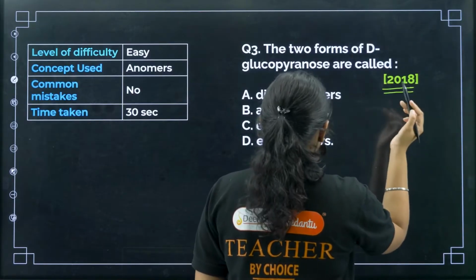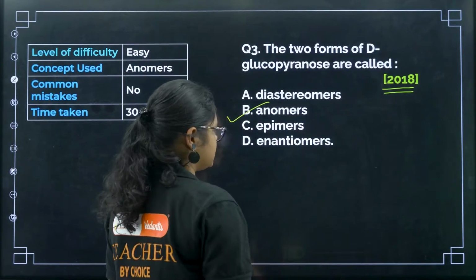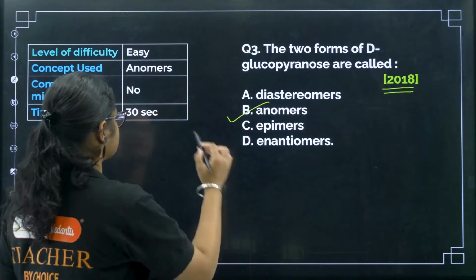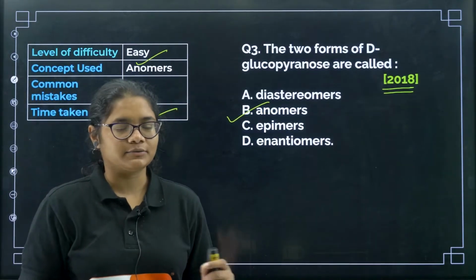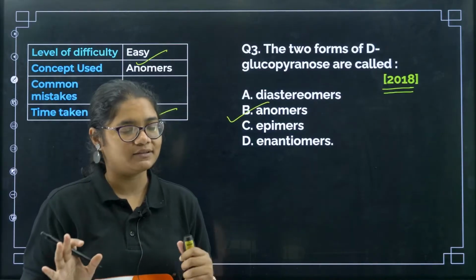So this is a 2018 question. We know this is called anomers, right? Option number B will be the correct answer. This is also a super easy question, 30 seconds, direct definition based, so there is no chance of making any mistake here.